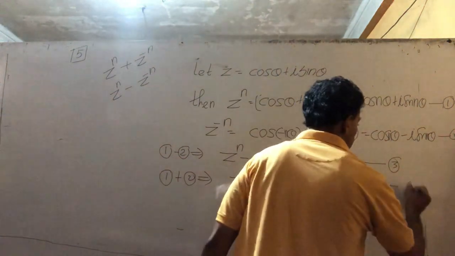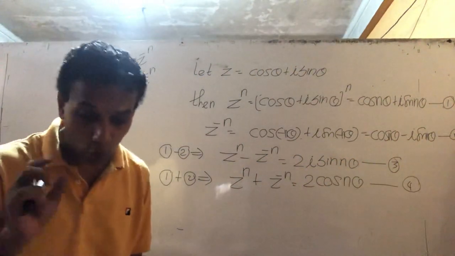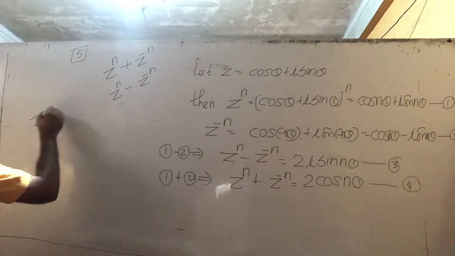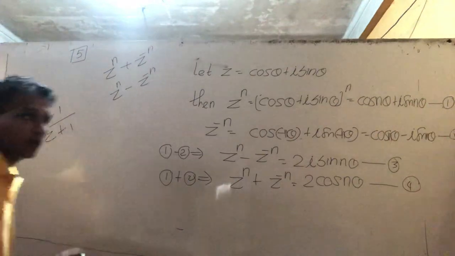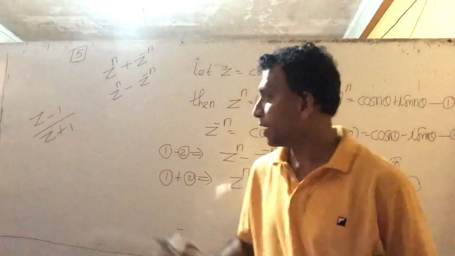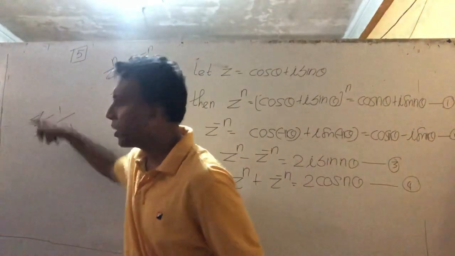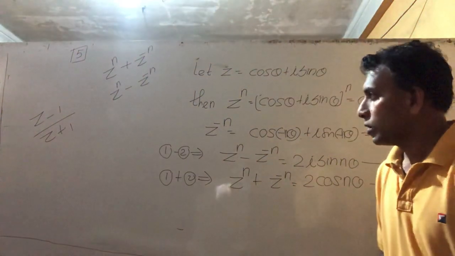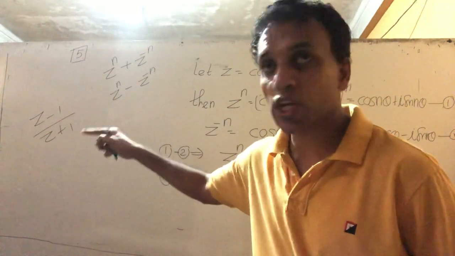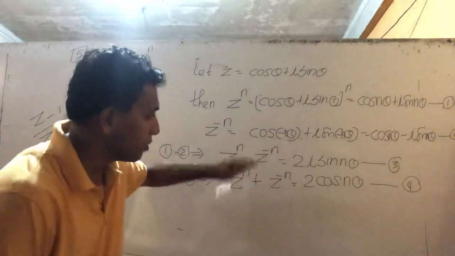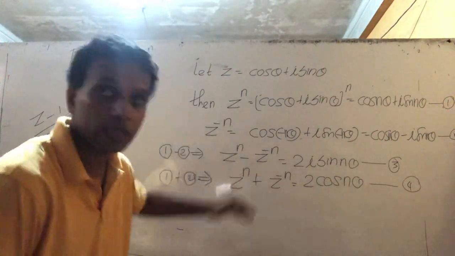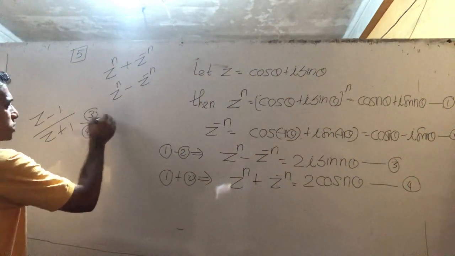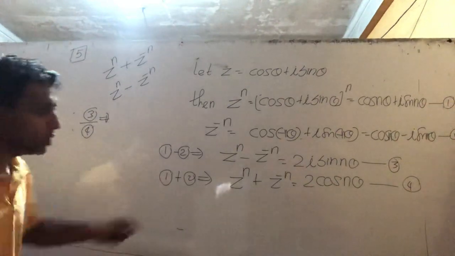This is the fourth equation. Now there is a question, finally show that z minus 1 over z plus 1. Is that minus 1 or plus 1? That's the main part of this question. There's no n, like n is 1, or you can say there's no n value. Anyhow, that becomes a division. Therefore, we divide the third equation by the fourth equation.